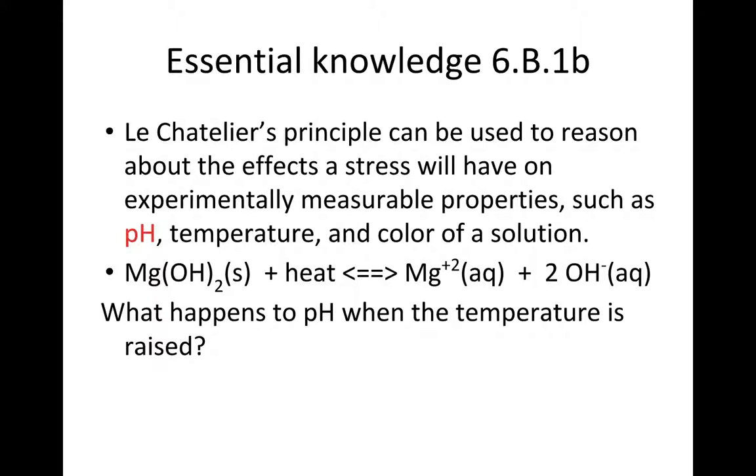If we were to raise the temperature, we would be adding heat. Heat would shift the equilibrium to the right, which would make more OH minus. So in other words, heating this solution would cause the magnesium hydroxide to be more soluble. The more OH minus you have, the more basic your solution, and so heating this solution would actually raise the pH.